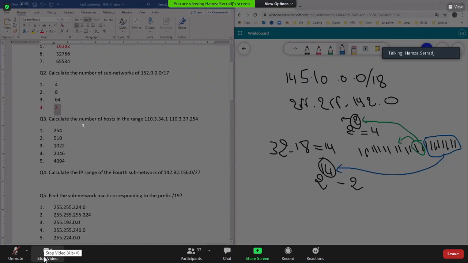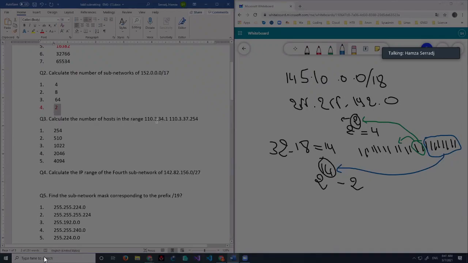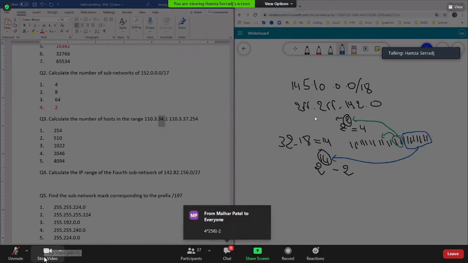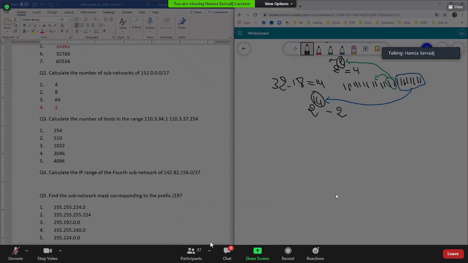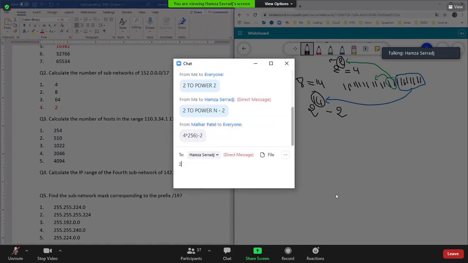Calculate the number of hosts in the range. So we have 3, 3 doesn't change, from 34.1 to 37.254, right? So if we want to know how many addresses we have from this one to this one, what should we do here? What is my formula? I explained this to you yesterday. So I have the 34, 35, 36, 37. Okay.